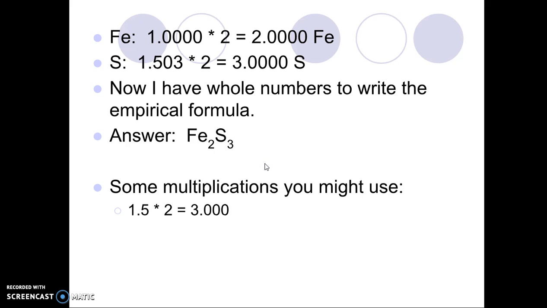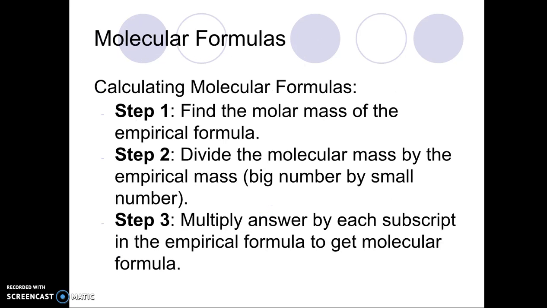Here are some multiplications you might use. 1.5 times 2 is 3. 1.3 times 3 equals 4. 1.6 times 3 is 5. So those might be some multiplications that you might have to use with some numbers you get.